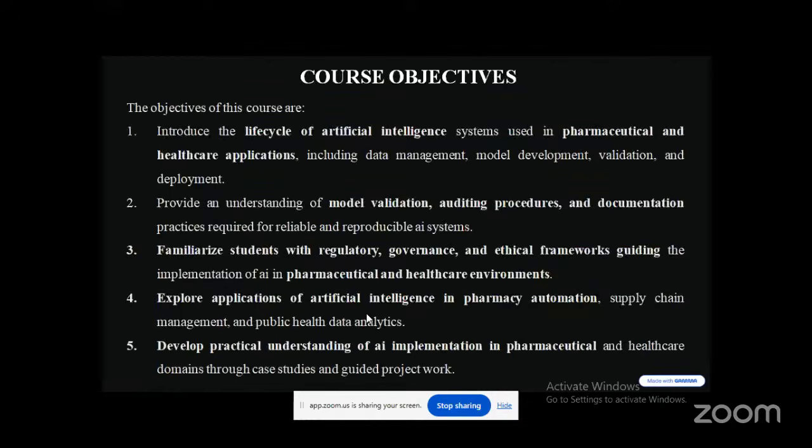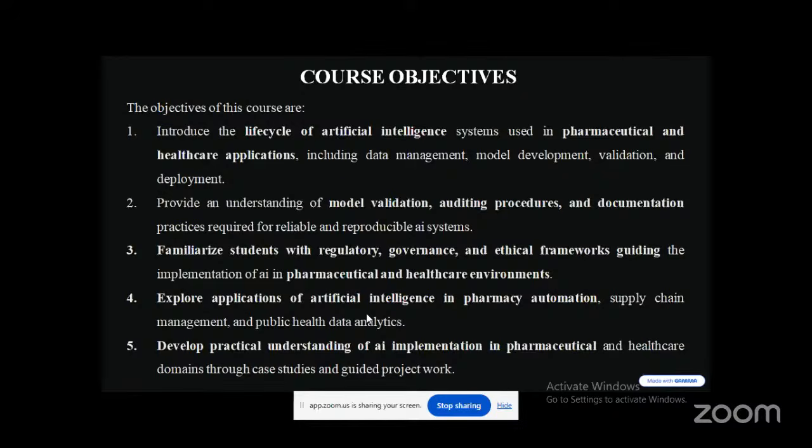These are the course outcomes of this course. They include how AI intervenes in the life cycle of pharmaceuticals and healthcare applications, including data management, model development, validation, and deployment. It also provides an understanding of model validation, auditing procedures and documentation, and familiarizes students with the regulatory, governance and ethical frameworks guiding the implementation of AI in pharmaceutical and healthcare environments.